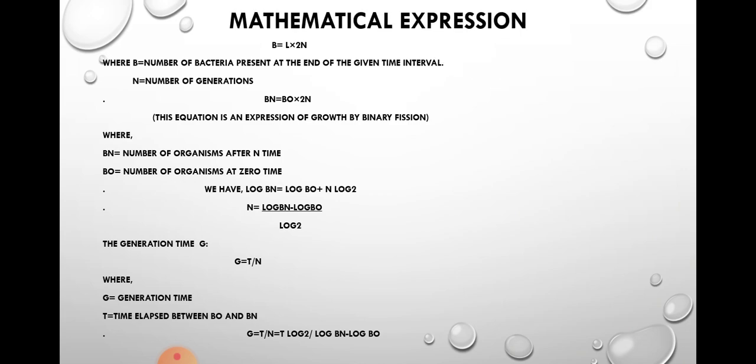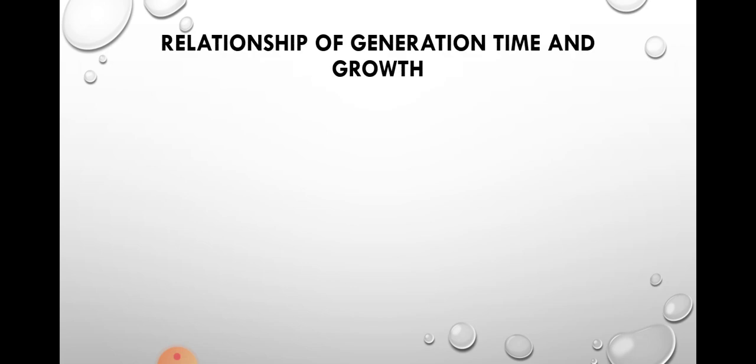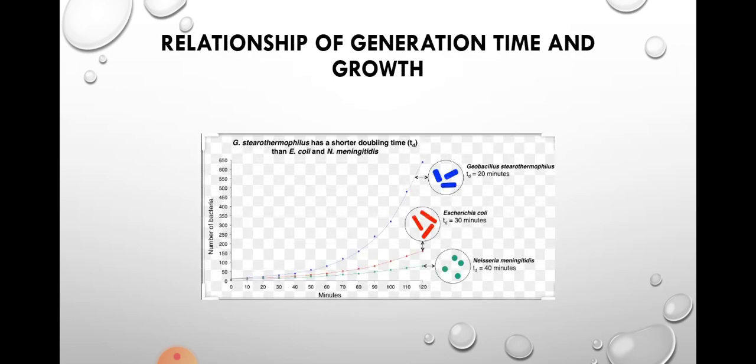Next we have the mathematical expression for our growth outcome. And at the last we will find that log 2 is divided by log b minus log B. Further, we have the relationship of generations with time and growth. This is the graph showing the relationship of generation time and growth.